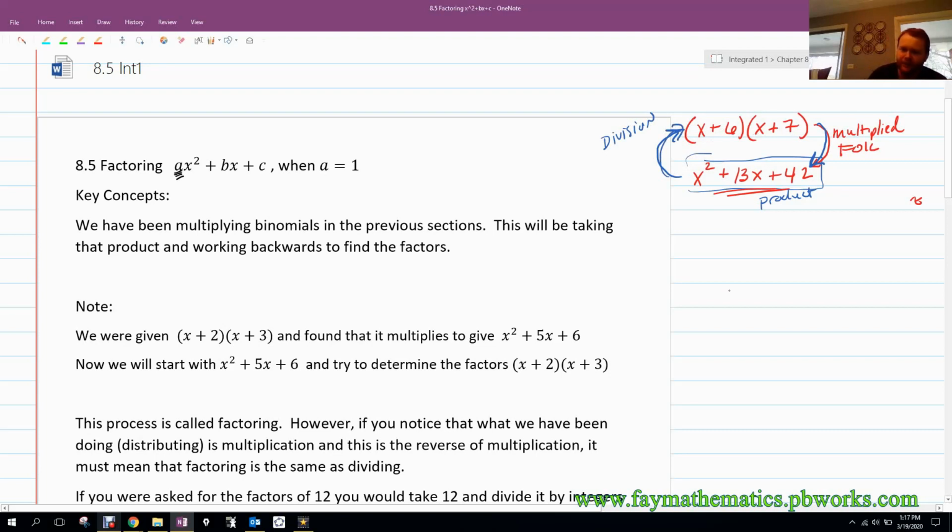Okay? And if you remember, if I have a product, I'm going to give you a composite number like 12. If I have a composite number like 12, and I say divide it by 2, it gives you 6. So what does that do? That just generated 2 factors of 12. That's what's going to happen here. If I take x squared plus 13x plus 42, and I divide it by x plus 6, it's going to produce the other factor of x plus 7.